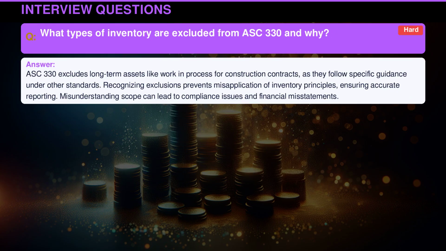ASC 330 excludes long-term assets like work in process for construction contracts, as they follow specific guidance under other standards. Recognizing exclusions prevents misapplication of inventory principles, ensuring accurate reporting. Misunderstanding scope can lead to compliance issues and financial misstatements.